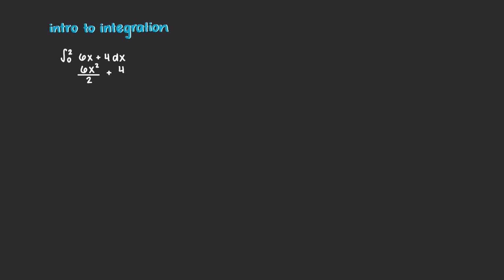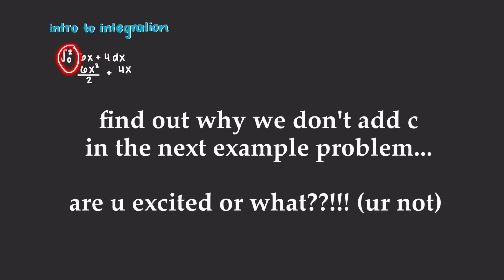And then remember what we do with constants. We just add an x, right? Which makes sense because the derivative of this is just 4. Okay, so we don't add c with numbers, and I'll show you why.